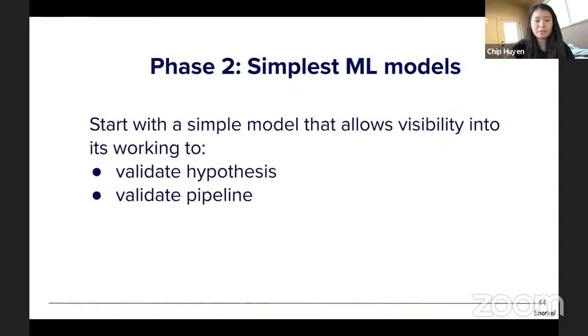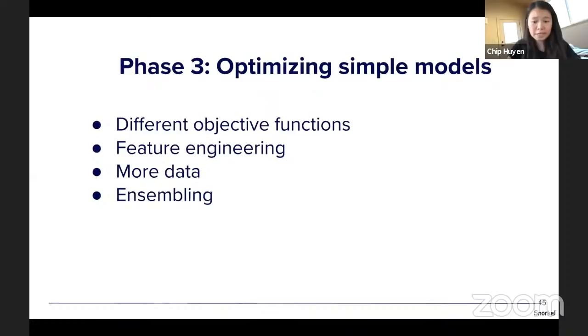onto the next phase. Phase 3 is when you have the pipeline, and you think the hypothesis makes sense, that there are definitely some patterns you can learn from the data. Then you can try to optimize the simple models. You can have different objective functions, do feature engineering, collect more data, and do ensembling. And simple models still have a lot of power.